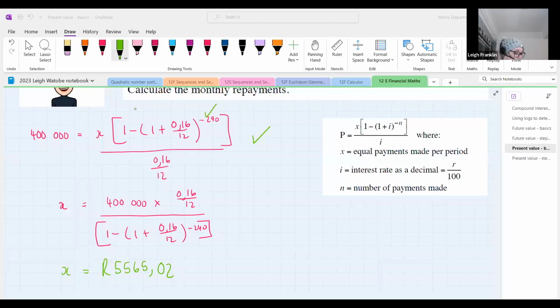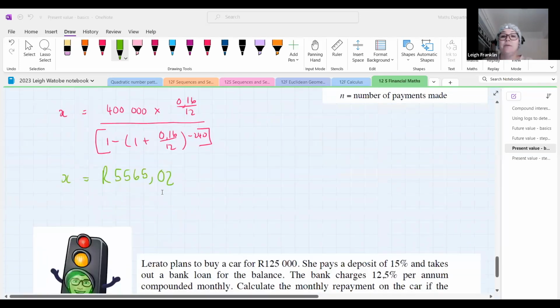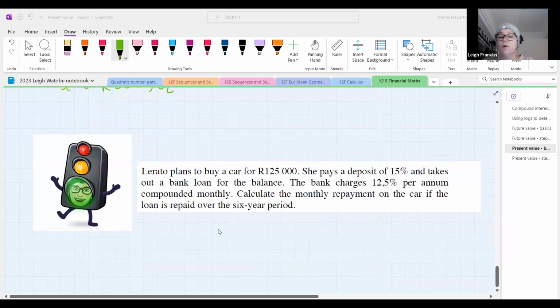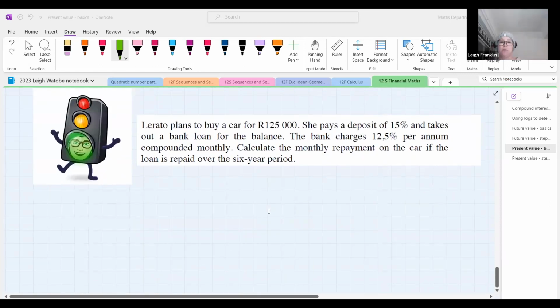Just like with future value, they can get us to calculate F, they can get us to calculate the X, or they could even get us to calculate the N as well. And then we would have to use logs. So let's have a look at this one. Again, it's just a little bit different. Not much, but just a little bit different. Okay, Kamkhelo, let's just see what you're saying. If you're then asked to calculate the total amount of the interest that will be paid.